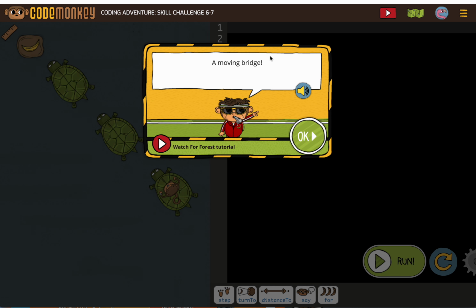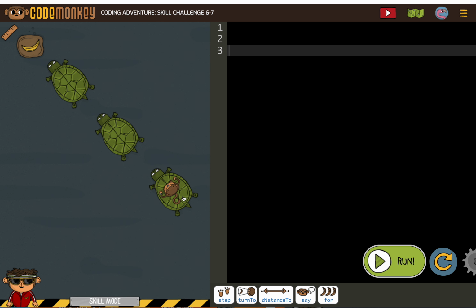6-7, they're telling us we're making a moving bridge. So let's make it happen. Okay, we can see our turtles are too far apart. And then once we collapse them together, we'll have an easy bridge to the banana.